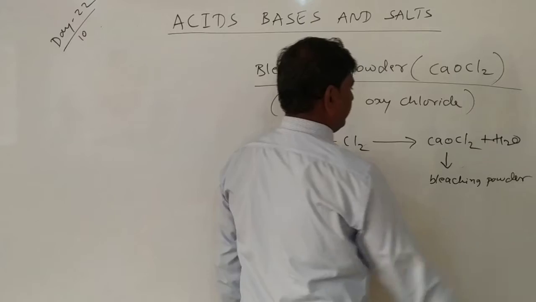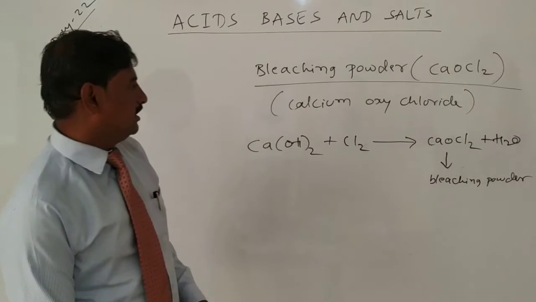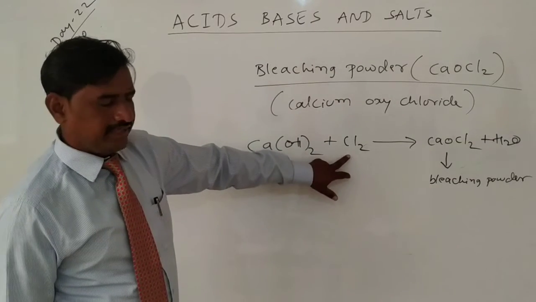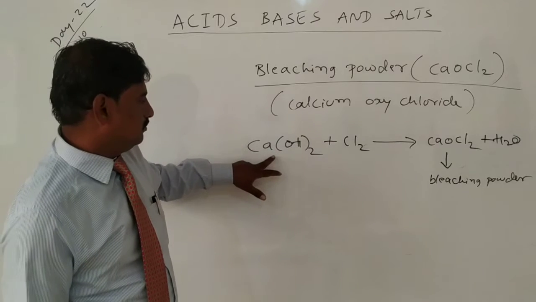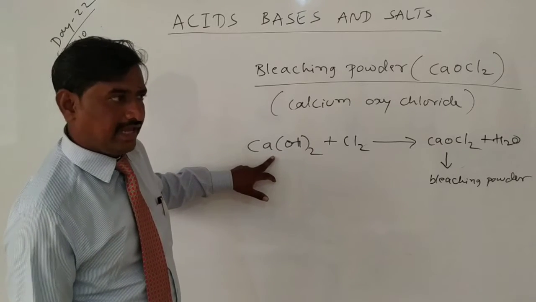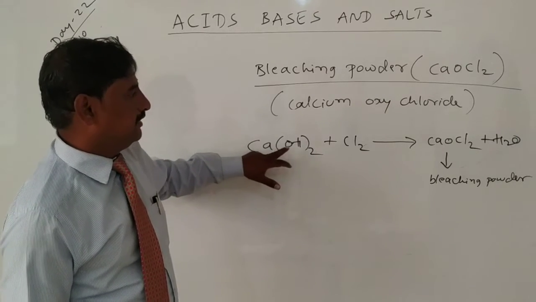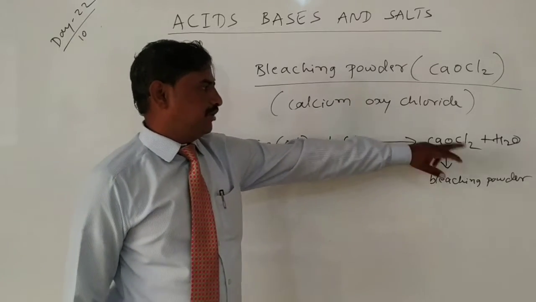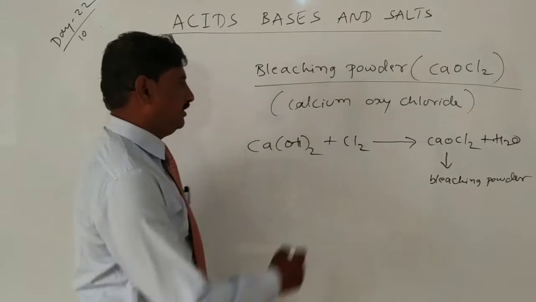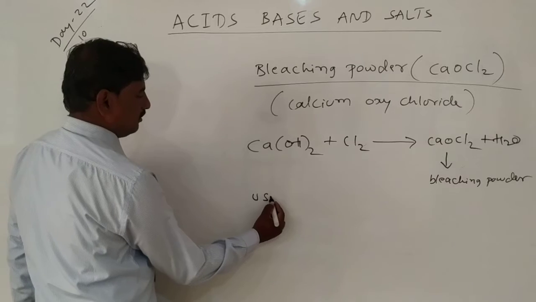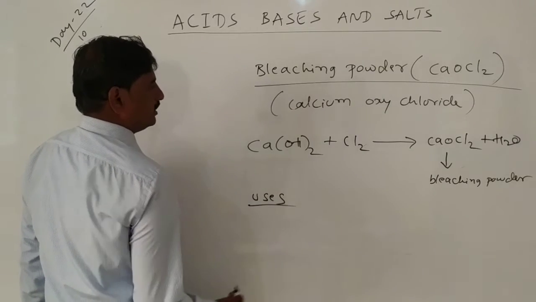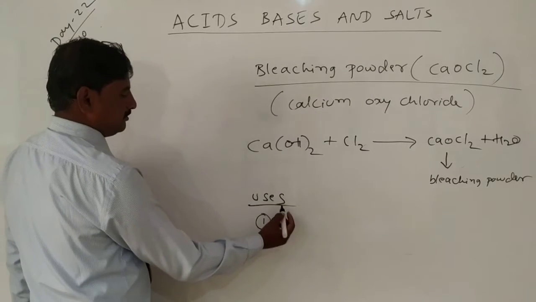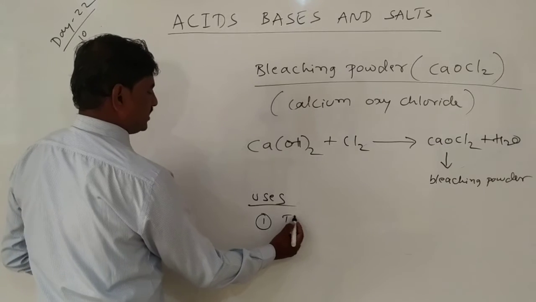Bleaching powder. How is bleaching powder manufactured? When chlorine gas is passed through dry slaked lime, there is a formation of bleaching powder and water. And where is it used? The uses of bleaching powder: usually it is used in the textile industry.